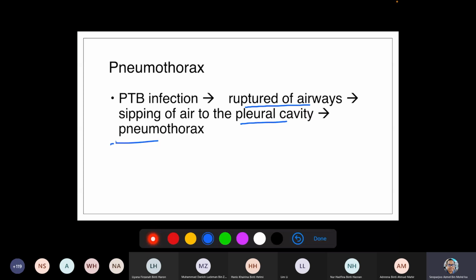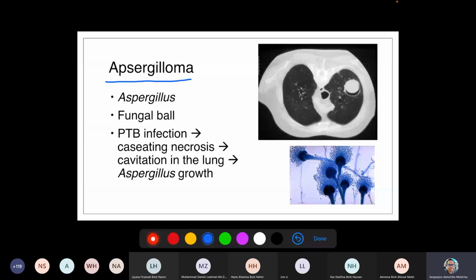tuberculosis infections. Next is the aspergilloma. Aspergilloma is actually a type of fungal infection. It is caused by the Aspergillus species, and it is usually seen as a fungal ball. When there is a pulmonary tuberculosis infection, there will be a pathological process that we call caseating necrosis. When there is caseating necrosis, it will leave a cavitation inside the lung. This cavitation is a good place for the Aspergillus to grow in.